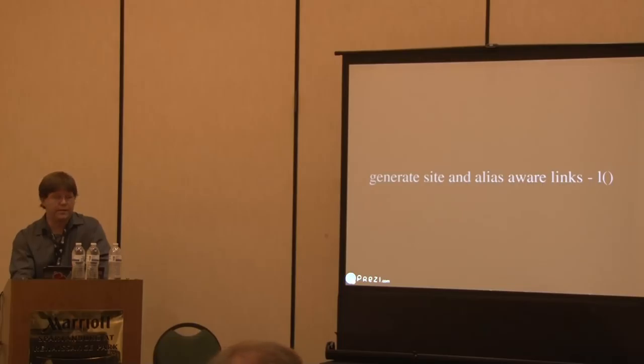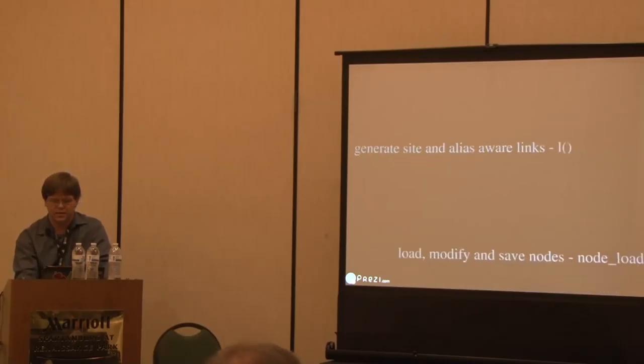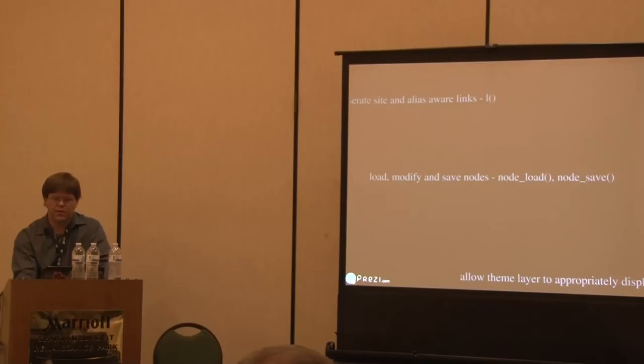So L is another function. It sanitizes links and does aliases. Anybody familiar with the pathauto module? What that module does is it takes node/26 and creates an alias. And now that you know that there's a hook for menu, you can probably get an idea of how that might come into play. For loading and saving nodes, there's node load and node save. Those work slightly differently in D7 versus D6.